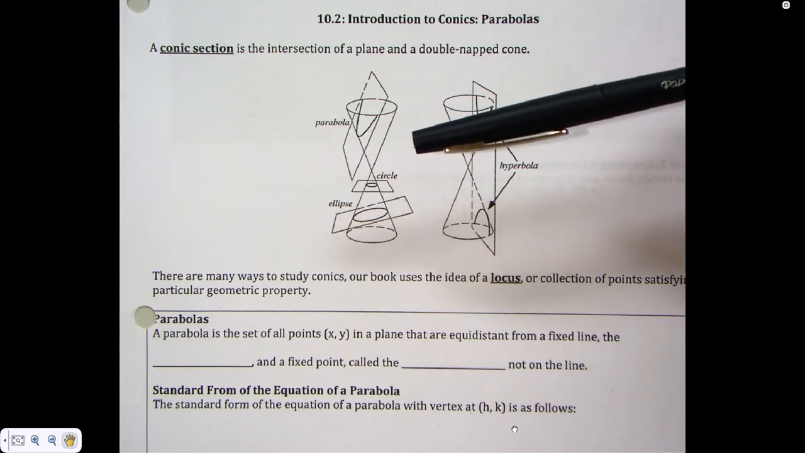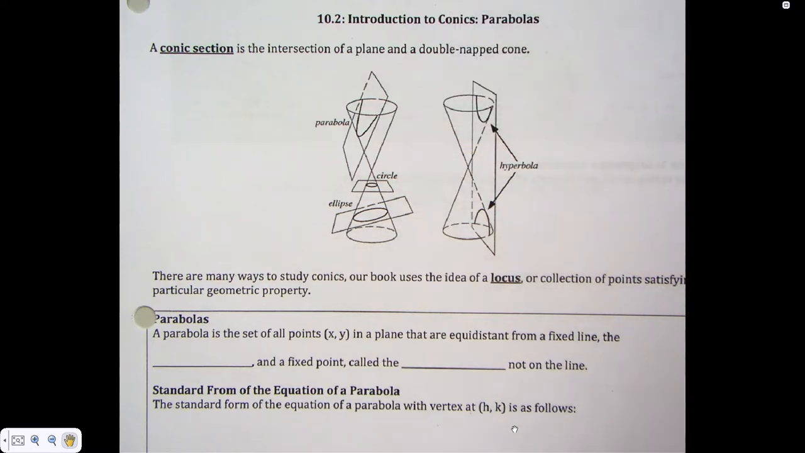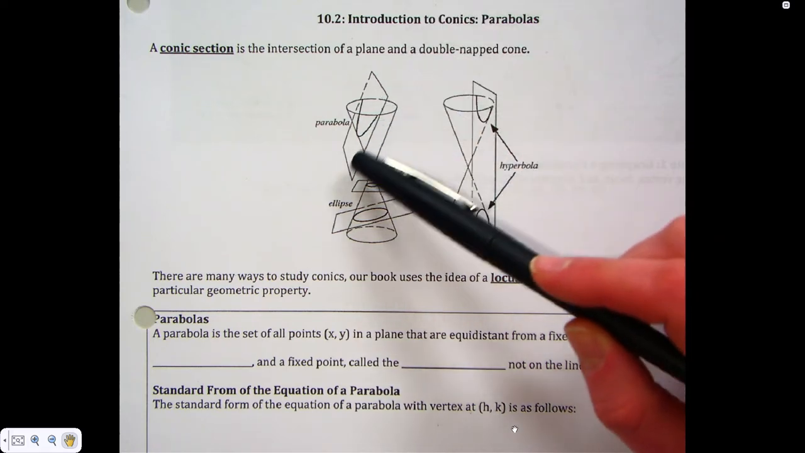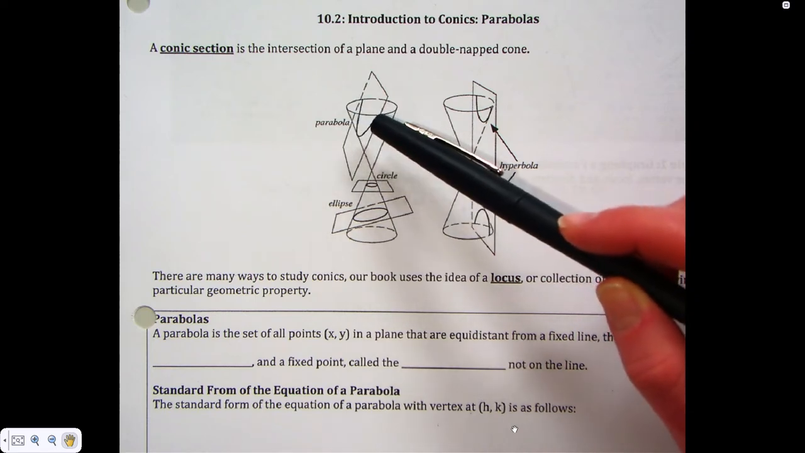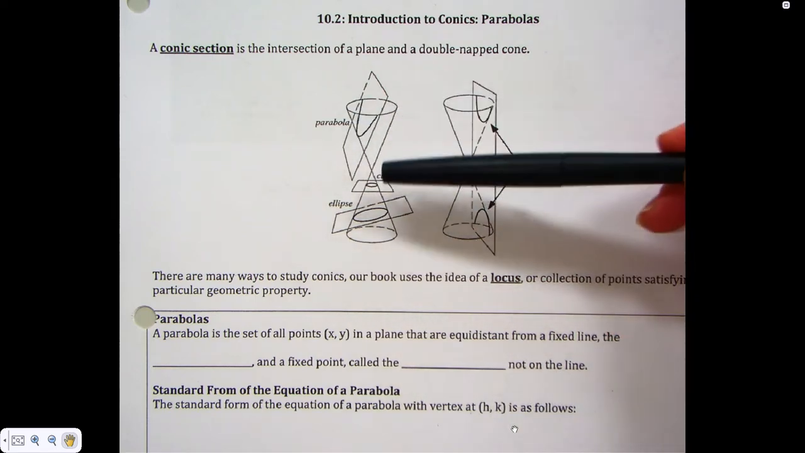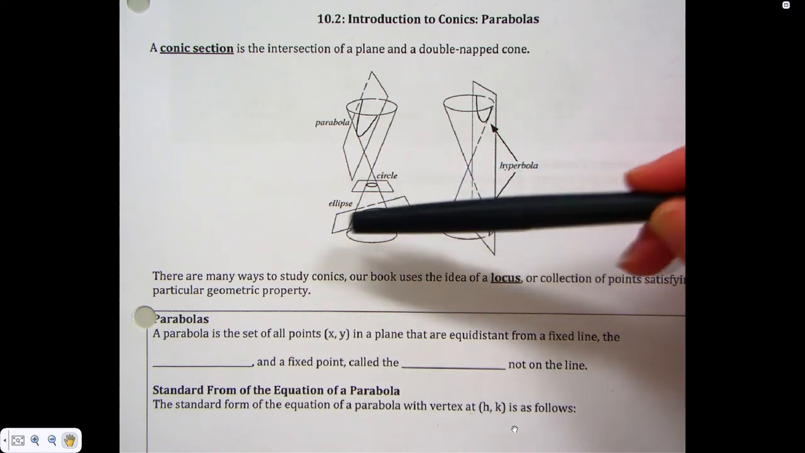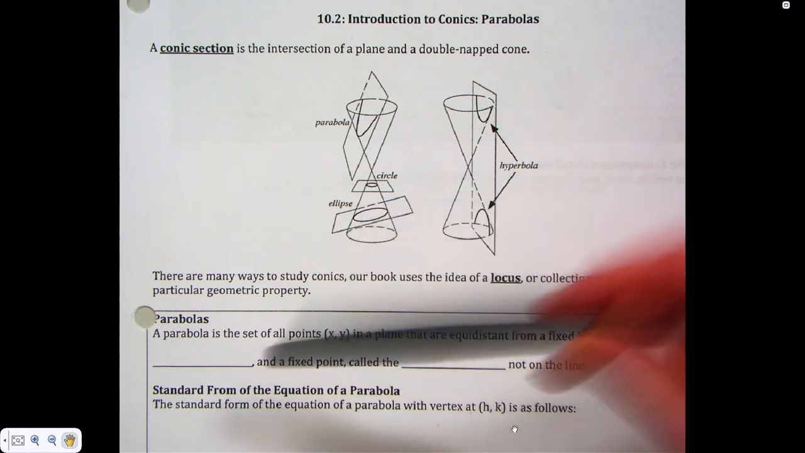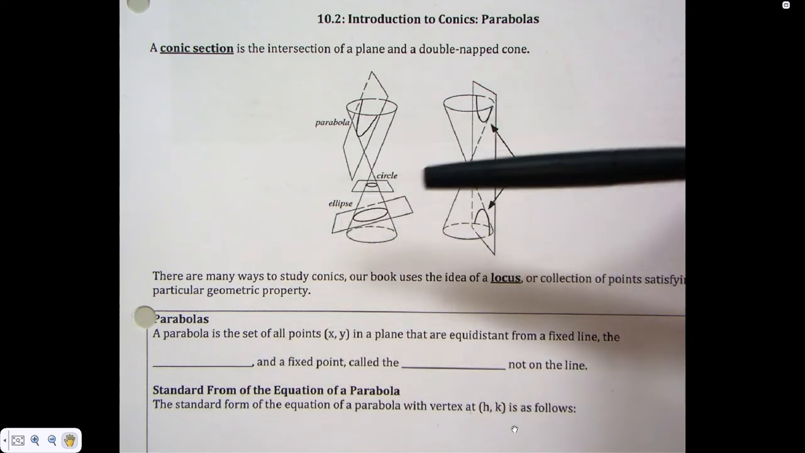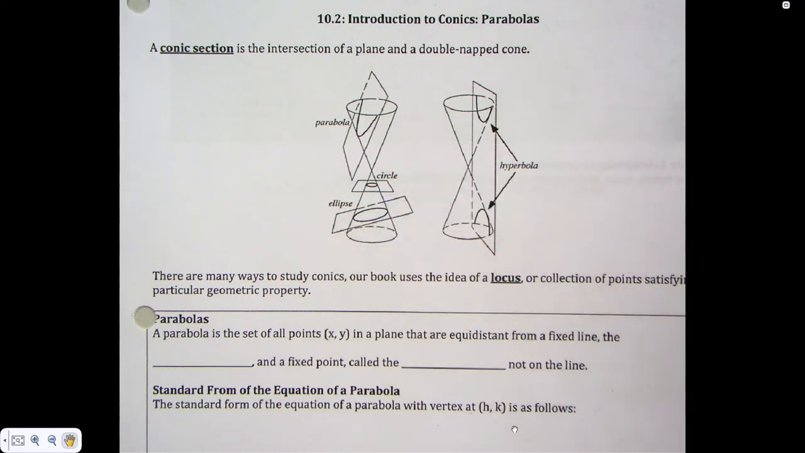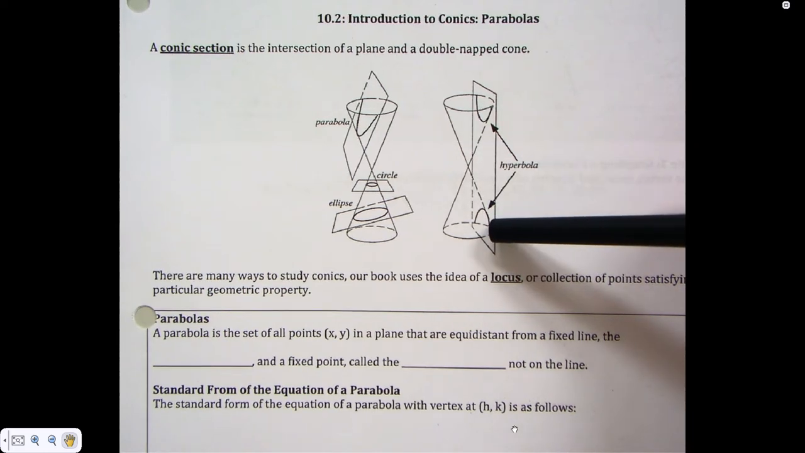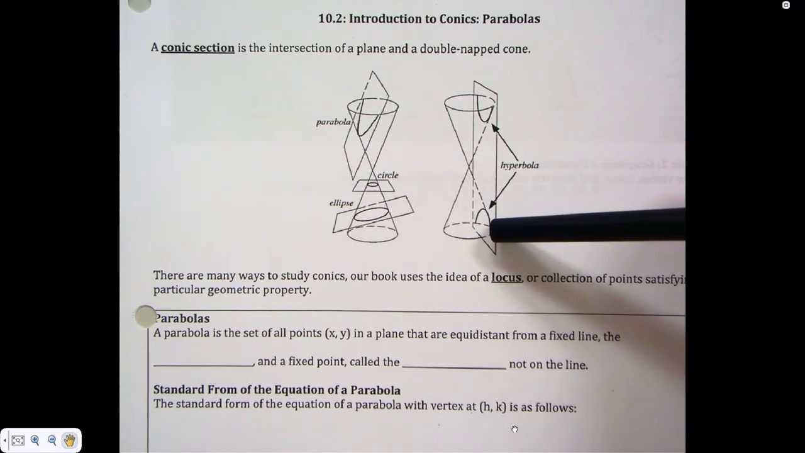There are several options. Imagine you took a piece of paper or a knife and you sliced through the double-napped cone. If you hit it at an angle such that you only went through one of the two cones, you'd cut a parabola. That's our focus today. If your plane were parallel to the base of the double-napped cone, you'd create a circle. If it went through one of them at an angle, then you would create the ellipse. And if you were vertically aligned so that you were cutting through both cones at the same time, you would create what's called a hyperbola.